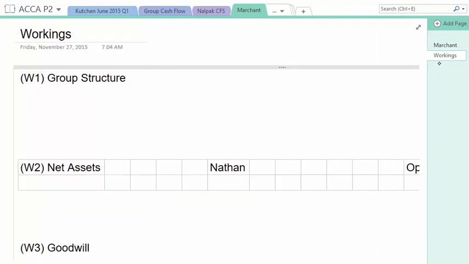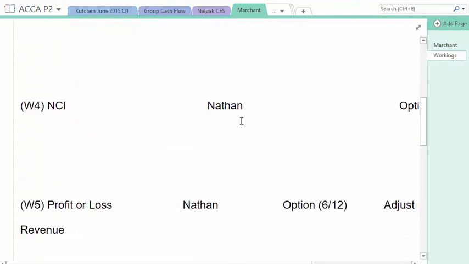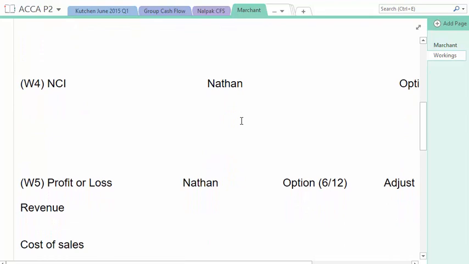Also, as part of my preparation, I've set up the standard workings. So there's a group structure working, a net assets working, Goodwill, NCI, and profit or loss. I'm just going to make a slight adjustment to these because when they come up on screen, they just come up a little bit too far to the left.